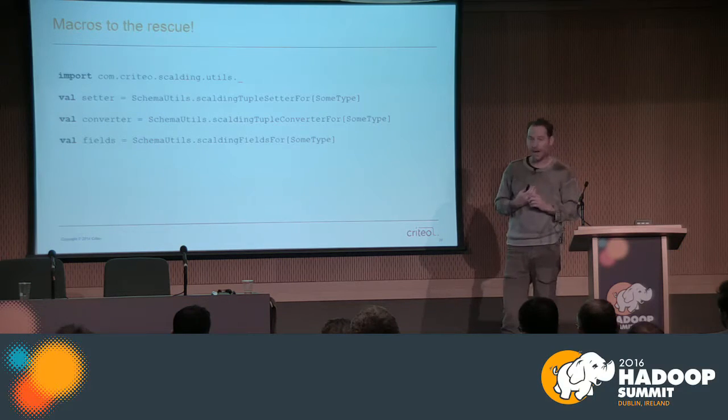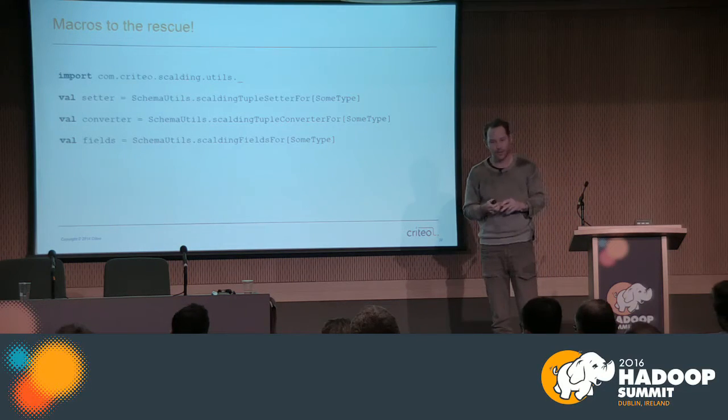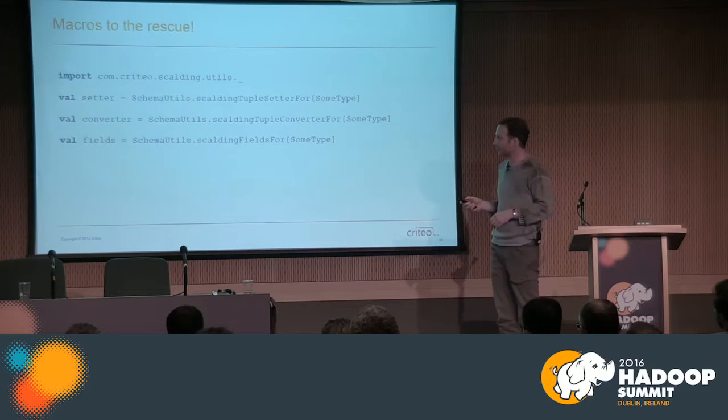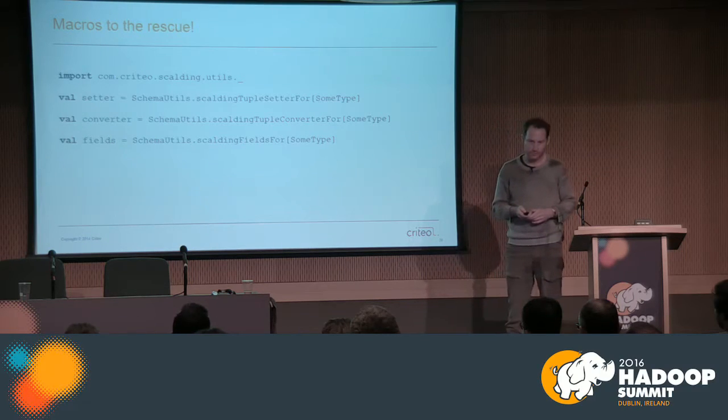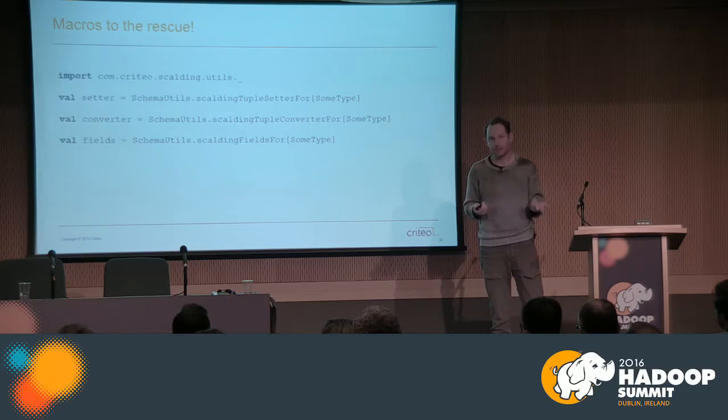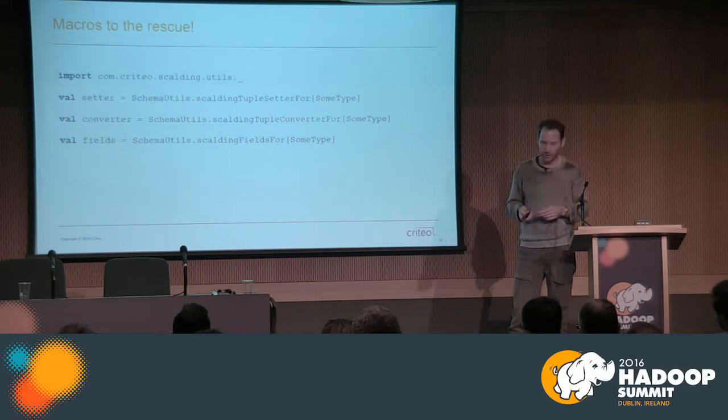So we wrote some macros to do that for us, and it just becomes as simple as that. You just say a Scalding tuple setter for some type, a Scalding tuple converter for some type, and Scalding fields for some type, and then you just get those things. For those who don't know about macros, compile-time reflection is a good way to vulgarize it.